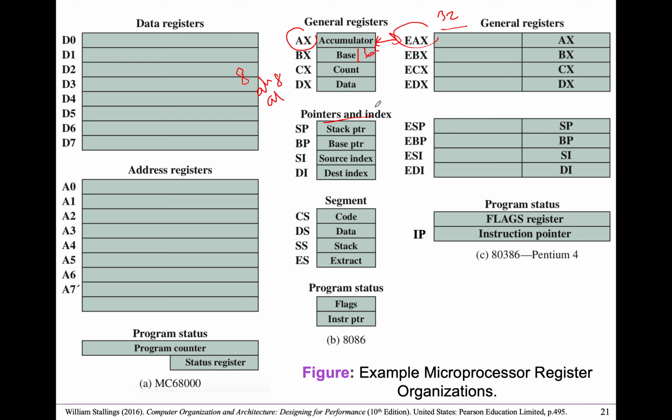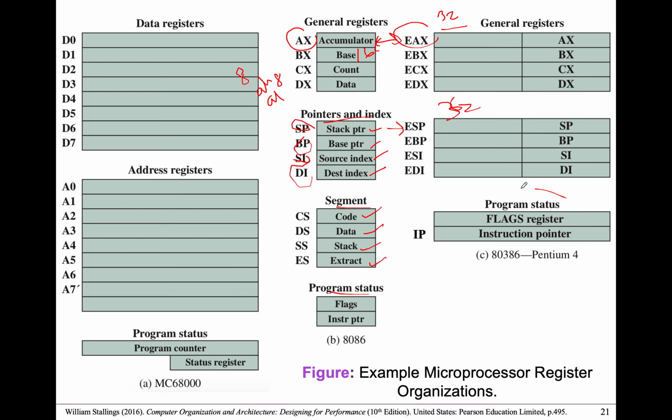Pointer and index. Under pointer and index, you have the stack pointer, base pointer, source index, and destination index. These are SP, BP, SI, DI. You can also have ESP, which is 32-bit. For segment, you have code CS, data DS, stack SS, and extra ES.